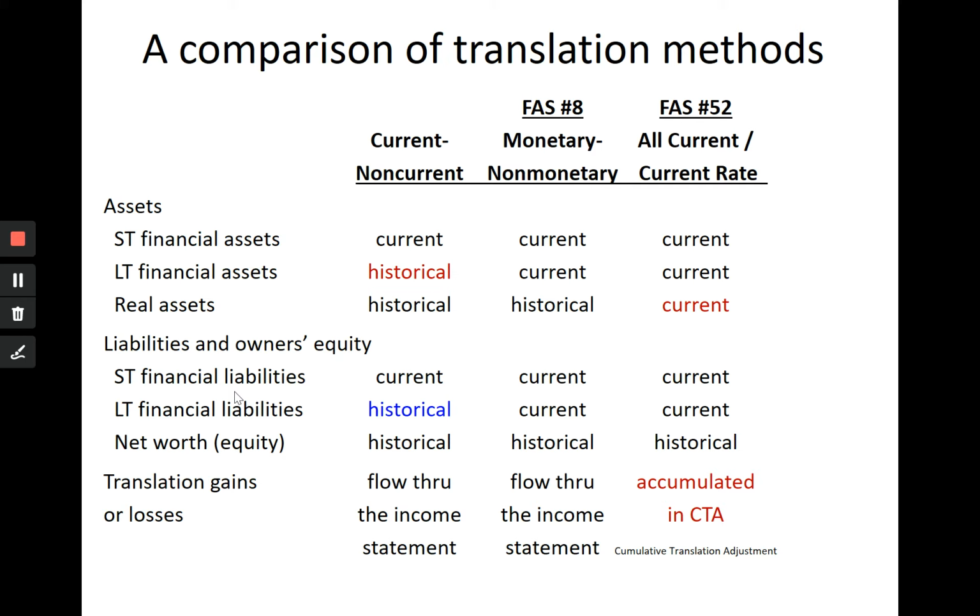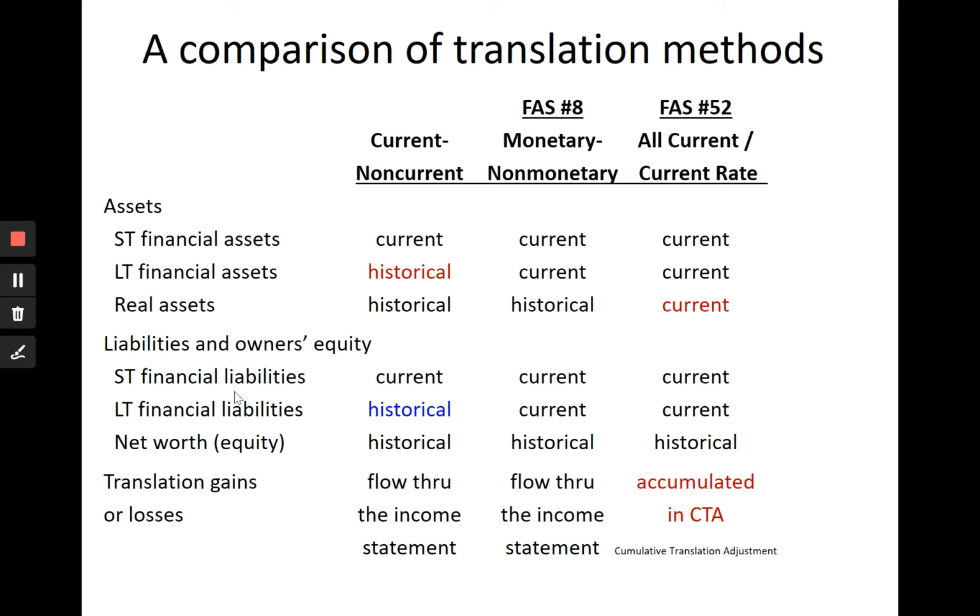Then we go to real assets. These are buildings, laptops, copier machines, assets that we can touch, tangible assets. They are done at the historical rate, except with the current rate method, which translates everything at the current rate.